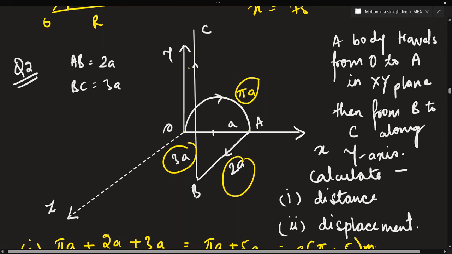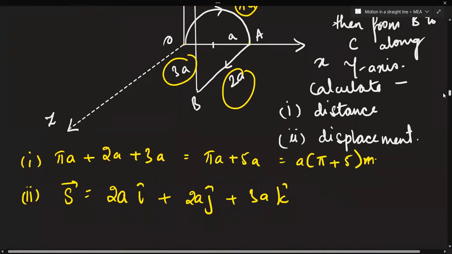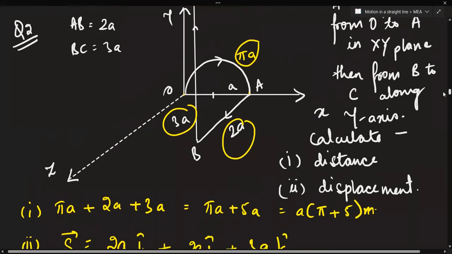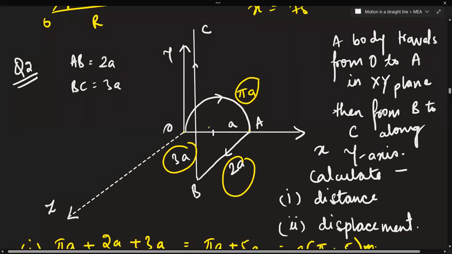But how will you calculate displacement? This is the distance you have written also here. Pi a plus 5a. That has been taken from this. This is the displacement. Oh, sorry, that is the distance.